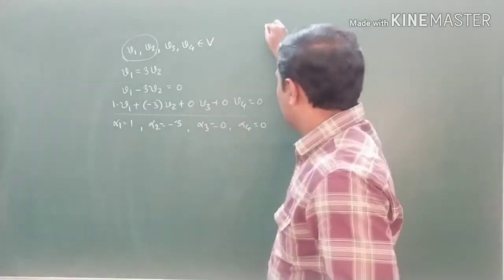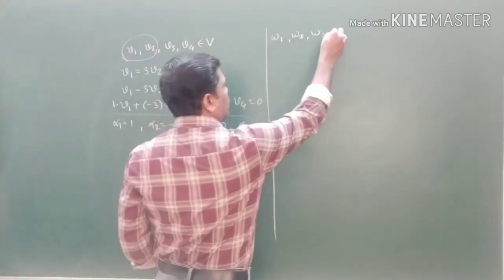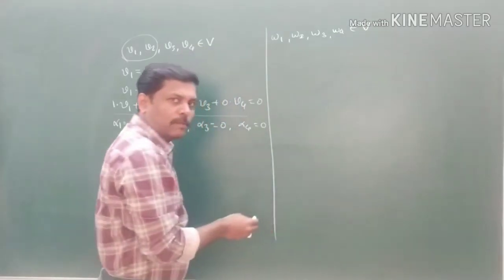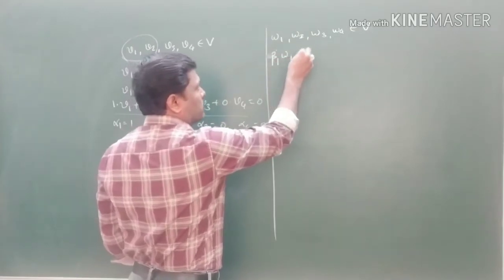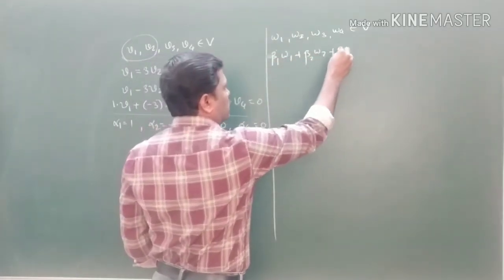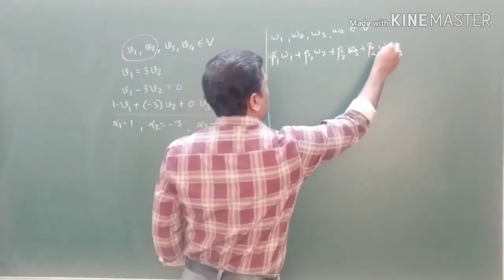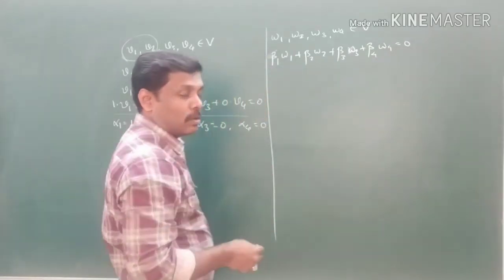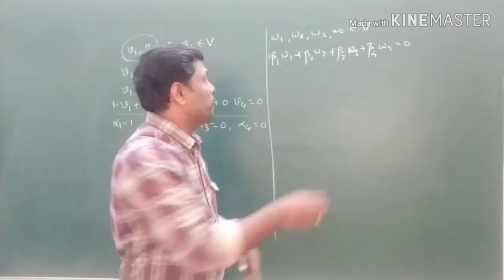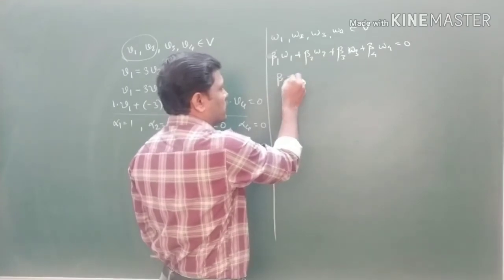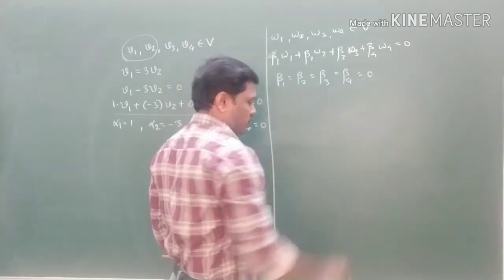Now let us see another expression. I am considering again 4 vectors W1, W2, W3, W4 belonging to the vector space V. Now I am considering a linear combination with 4 scalars: beta 1 W1 plus beta 2 W2 plus beta 3 W3 plus beta 4 W4 is equal to 0. And note that in this linear combination, the value is 0, but on the cost of these 4 scalars beta 1, beta 2, beta 3 and beta 4 all being equal to 0.